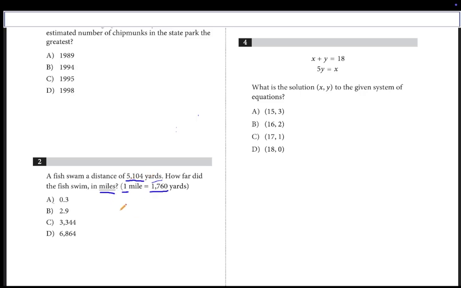So we know we're going to have to do 5,104 divided by 1,760, as each mile is 1,760 yards, so we have to divide 5,104 by 1,760. That's going to equal 2.9. Therefore, our answer is B.